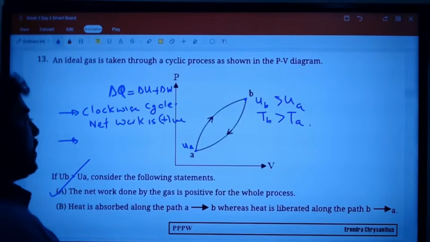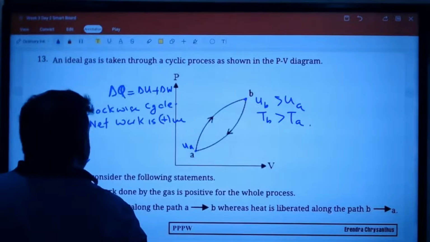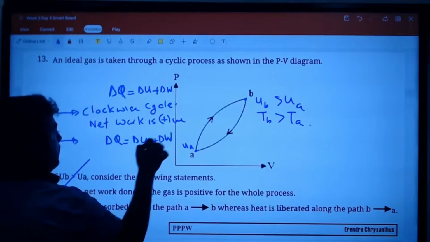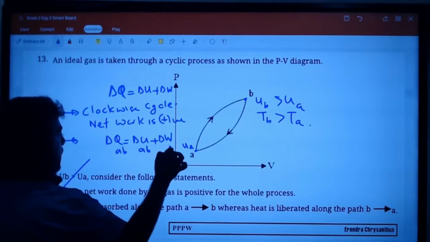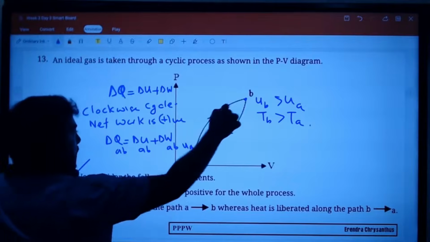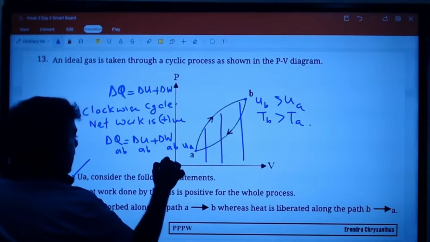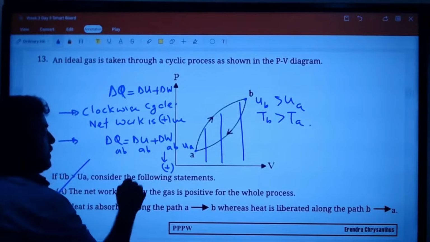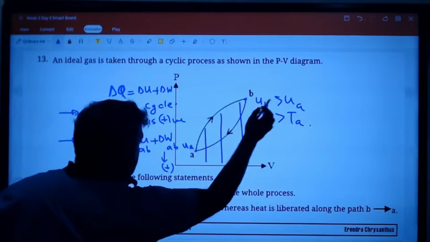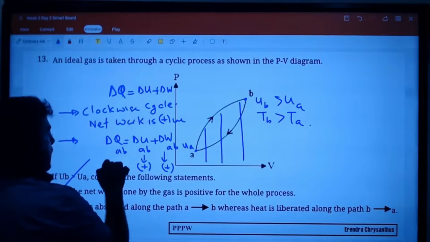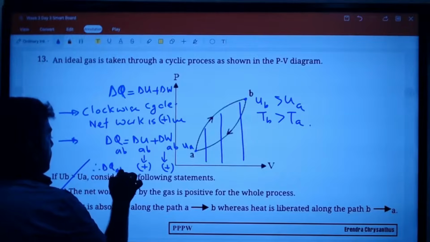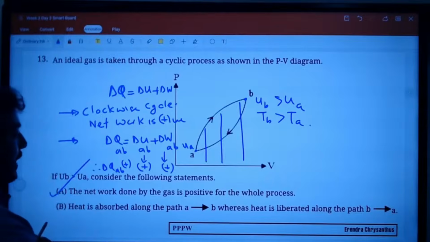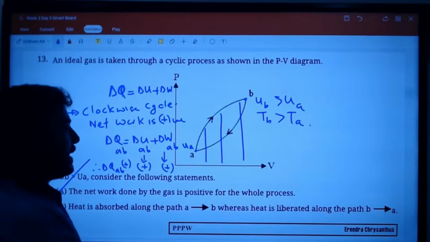Heat is absorbed along A to B. Look at the word now. Delta Q equals delta U plus delta W. A to B: here expansion, work output, here positive. A to B is UB minus UA, and UB is larger than UA. This is also positive. Therefore, delta Q AB is also positive. That means there is a net heat input. Heat is absorbed along path A to B, while heat is liberated along path B to A.